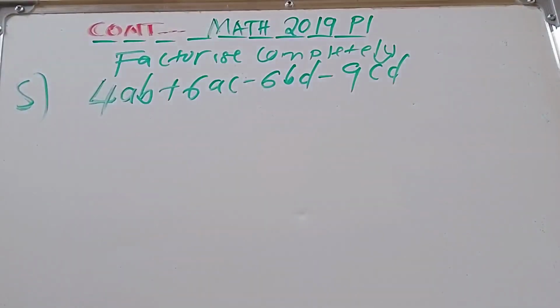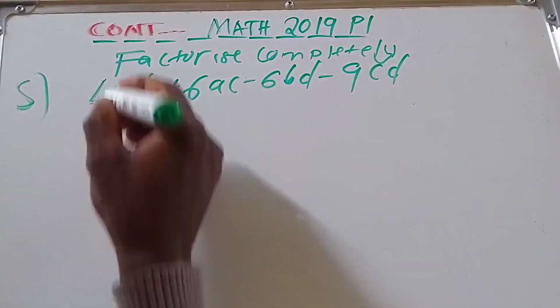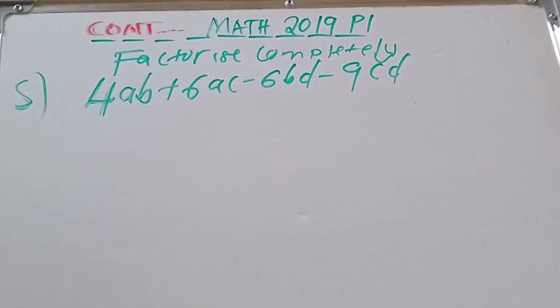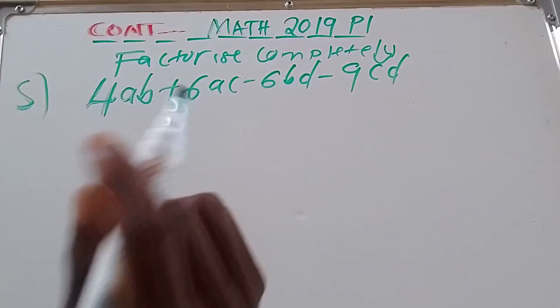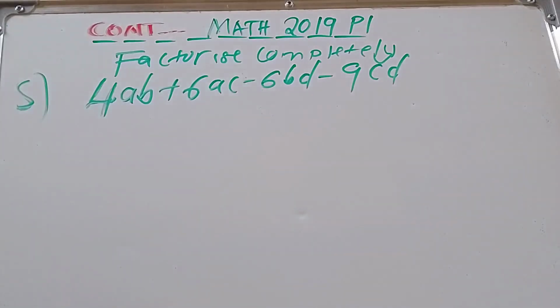Okay, this is a question: factorize completely. What you need to know and understand is that to factorize is different from what? Simplifying. Factorizing is different from simplifying. In the first video, when I was explaining simplification, when you want to simplify something, you just need to make it simple. That is what I was explaining.